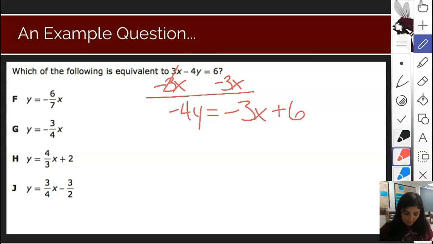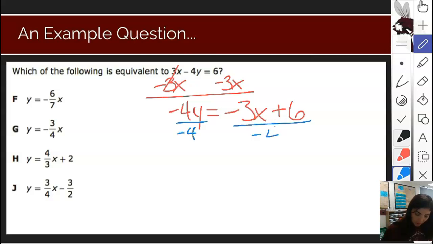Last step, big step, is that big divide. I'm going to divide by -4 on the left and divide by -4 on the right. Now split it up into manageable pieces. That's all we're doing here. All we have left is y equal to, and then we have -3 over -4 with an x next to it, plus 6 divided by -4.